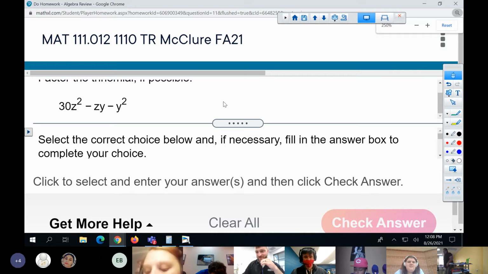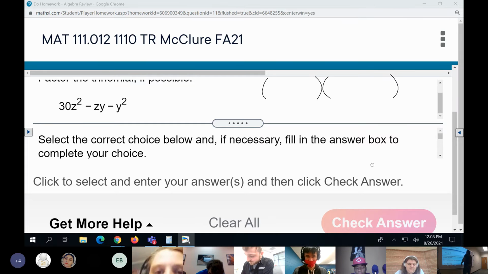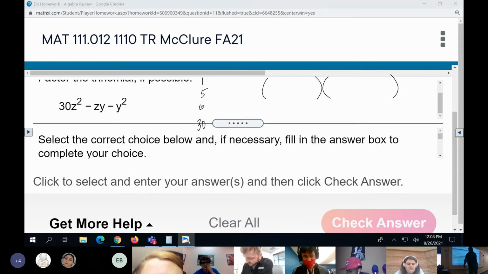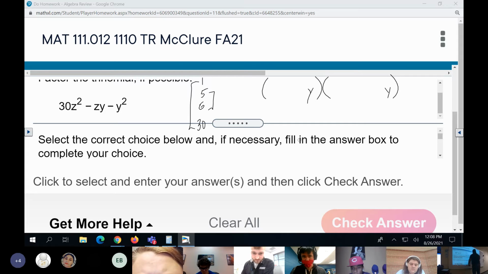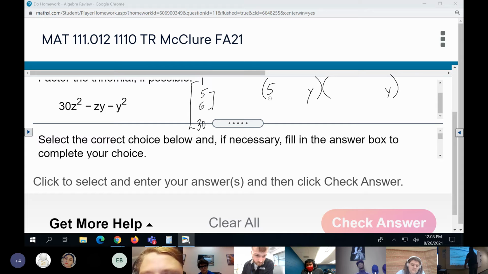All right, so here we go. Draw my 2 cents parentheses. And that'll give me a 1 and a 30, 5 and a 6, and a Y and a Y. If you screw up Y and Y, then I don't think I'm going to be able to help you. There's no way anybody could screw that up. And put a 5 here and a 6 here.